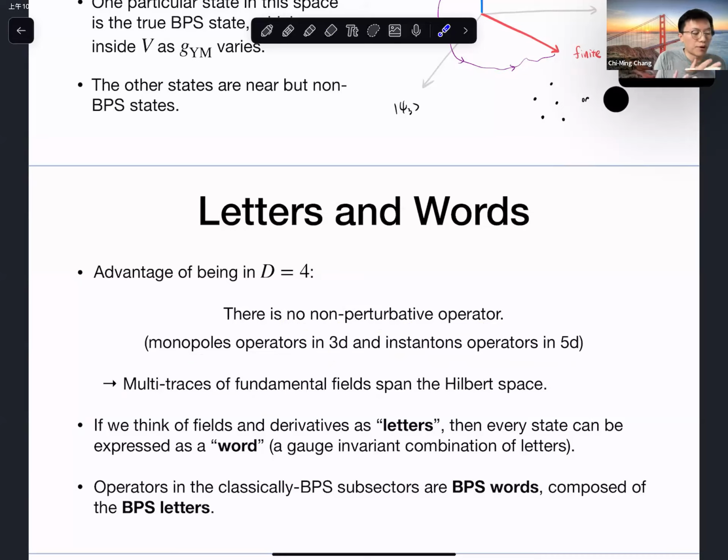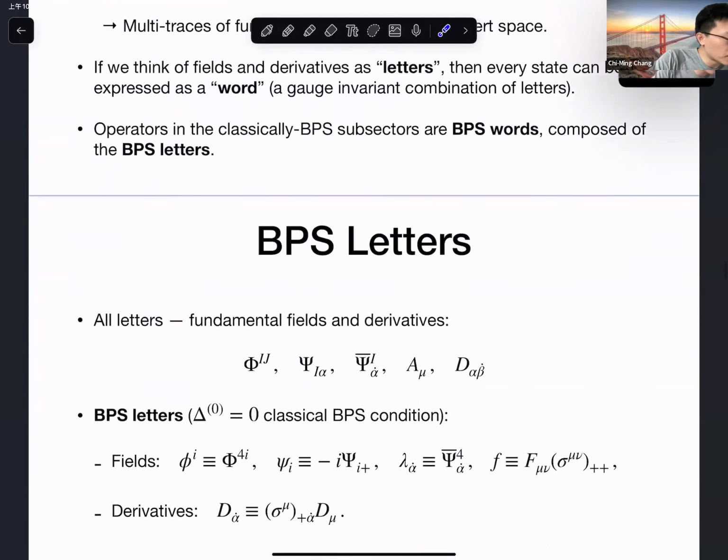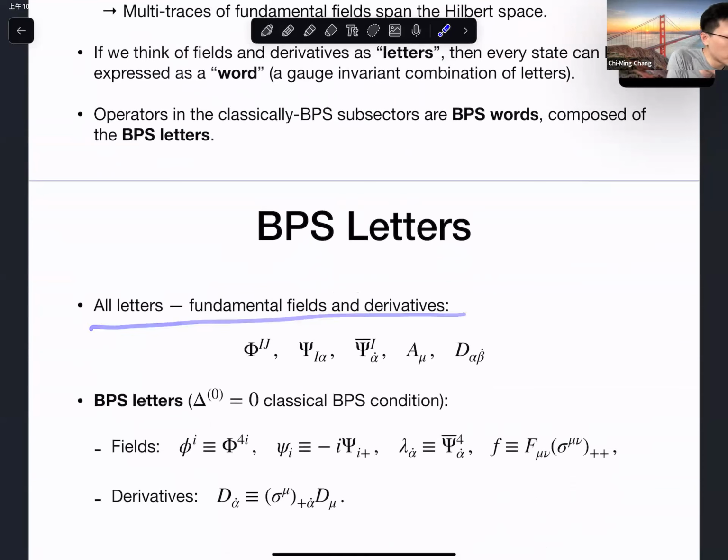And so we can build the operators in perturbation theory just by taking composites of fundamental fields and then trying to make gauge invariant combinations. We would call the fields and derivatives letters, and the gauge invariant combinations of the letters we will call words. Now we are interested in the classically BPS sector, and the operators in the classically BPS sector are called BPS words. They are composed of BPS letters. Here I list all the letters in N equals 4 super Yang-Mills: 6 scalars, 8 fermions psi and psi bar, and also a gauge field and a covariant derivative.